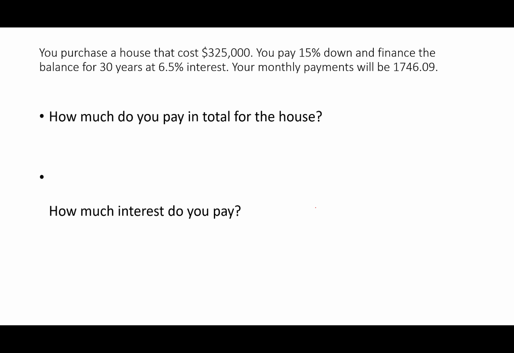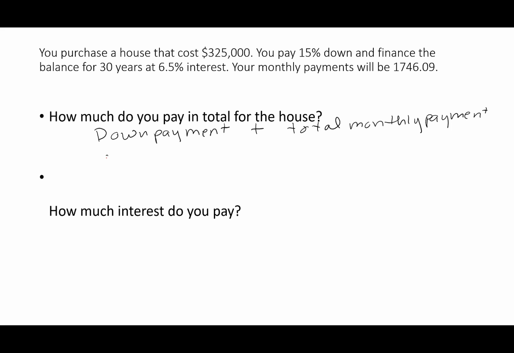This time we purchase a house that costs $325,000. You pay 15% down and finance the balance for 30 years at 6.5% interest. Your monthly payment is going to be $1,746.09. Question 1 says, how much do you pay in total for the house? And then question 2, how much interest do you pay? So two things are going on here. When we look at how much we pay in total for the house, we have a 15% down payment. So we want to say we have a down payment plus we have our total monthly payments. So this is our reading through, deciding what we need to do, looking at what we know, and now let's go about calculating this.